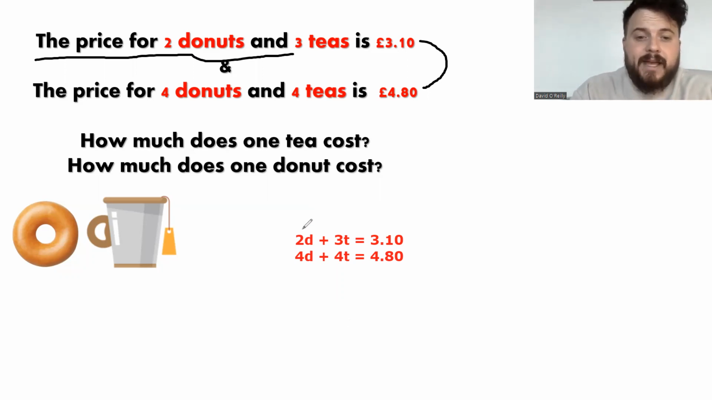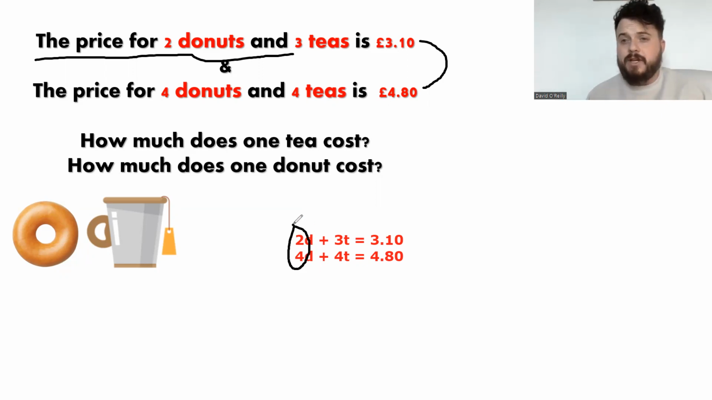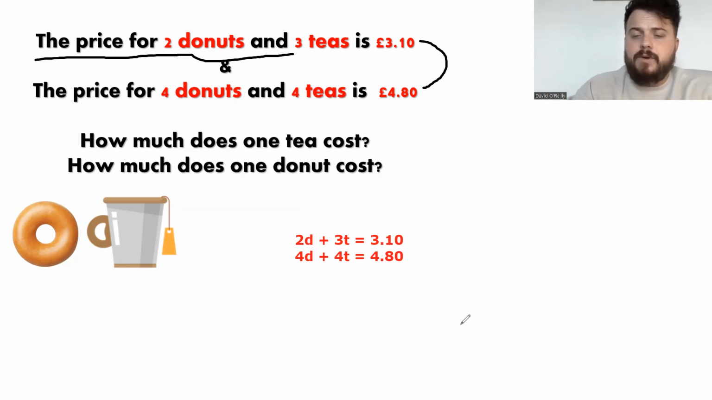So I'm going to make the D's have the same number in front of them. How do I do that? Well, I need to think of a number that both 2 and 4 go into. You want to think of the lowest number that 2 and 4 go into, okay? So which number do both 2 and 4 go into? Which number are 2 and 4 both factors of?